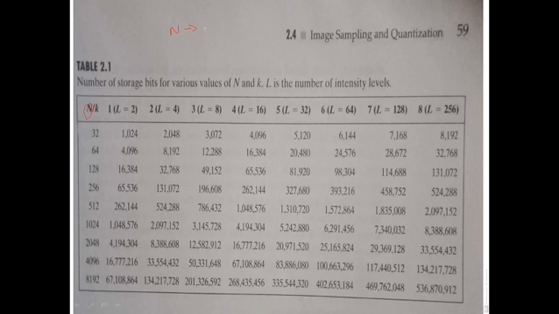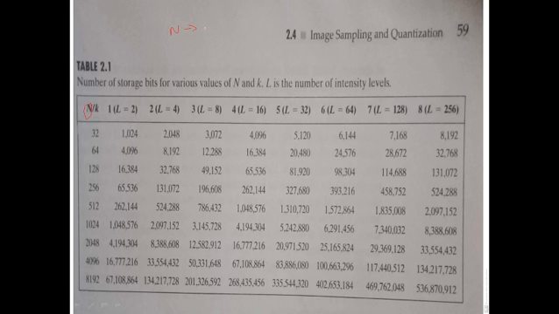N is nothing but the number of columns, and m means the number of rows. Here they are given only the number of columns, so you need to assume this is a square image, where the number of rows equals the number of columns. So 32 into 32 gives 1024 elements.